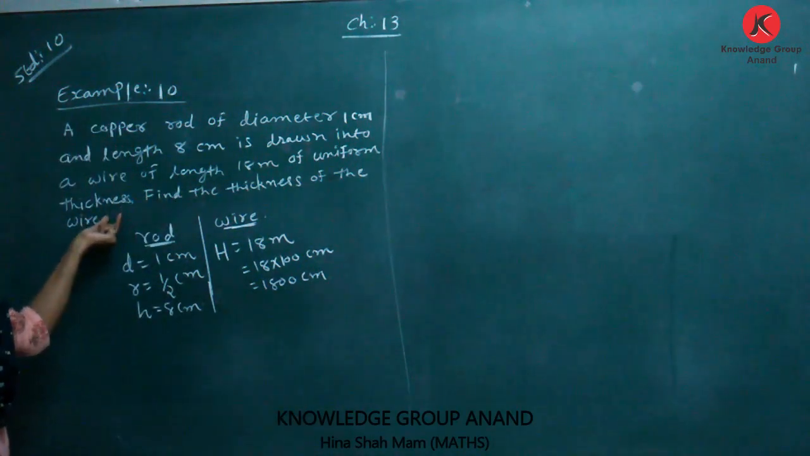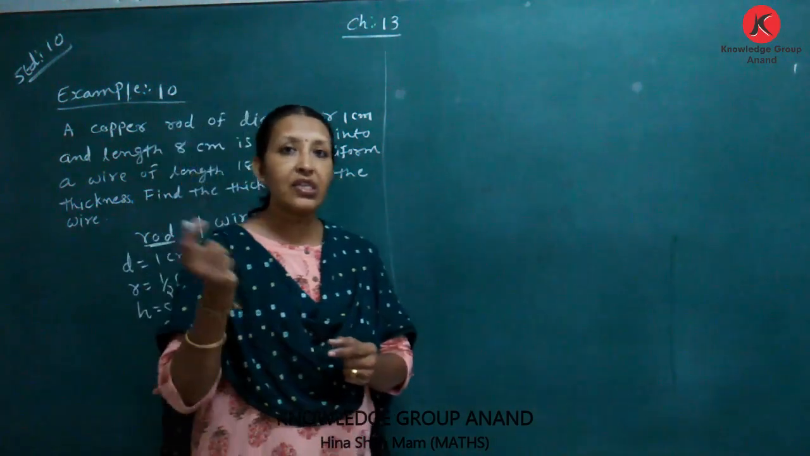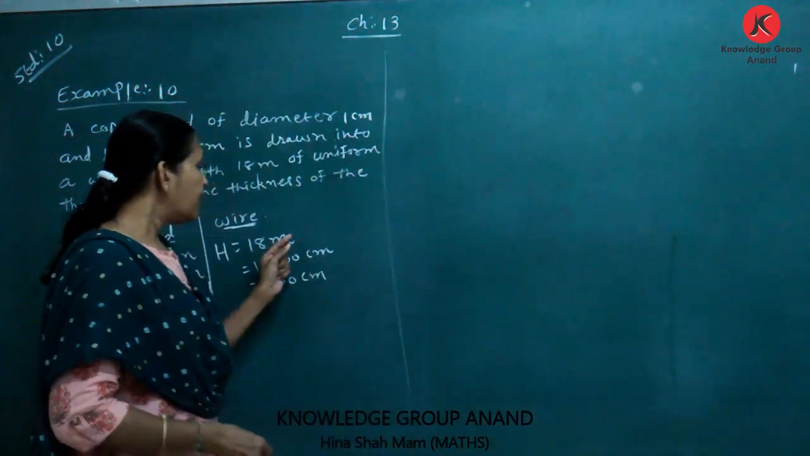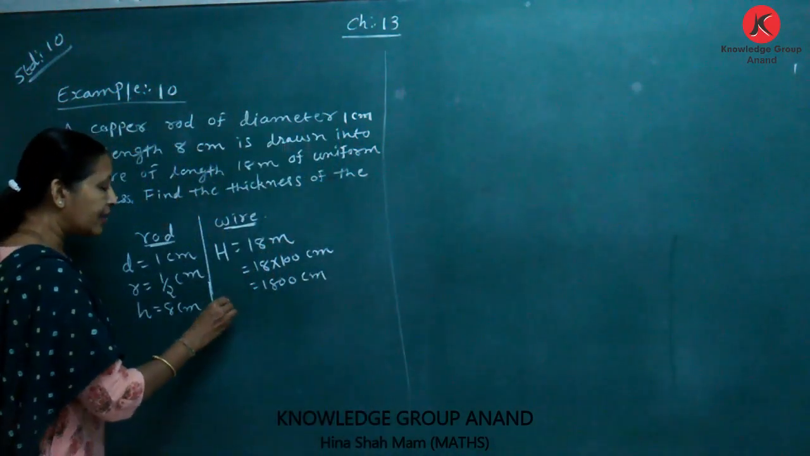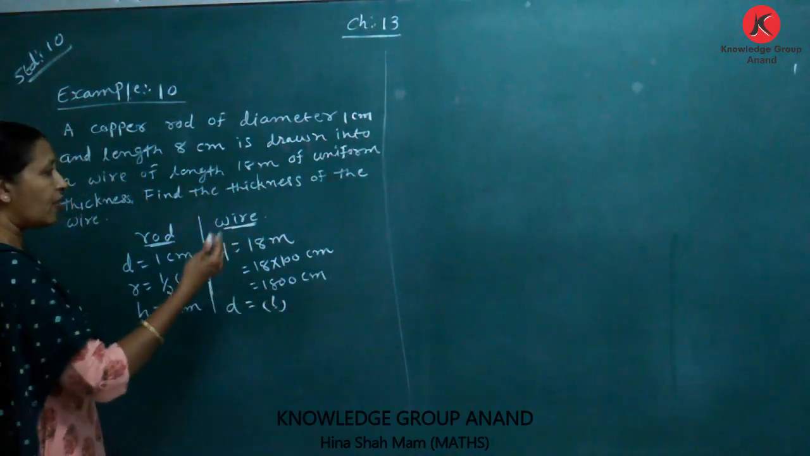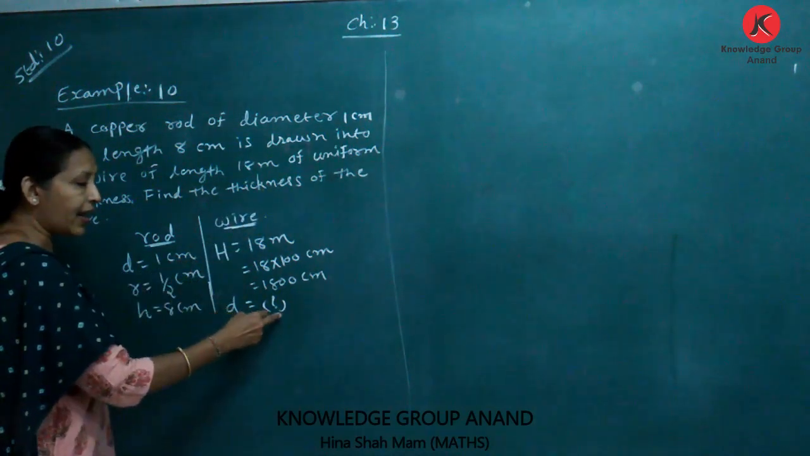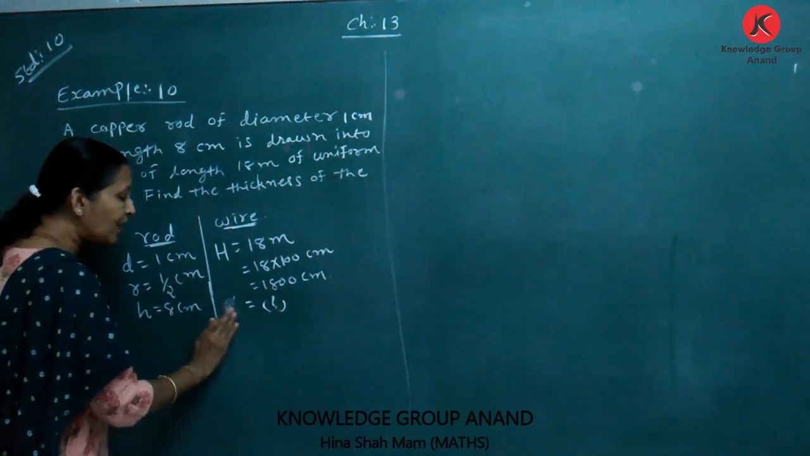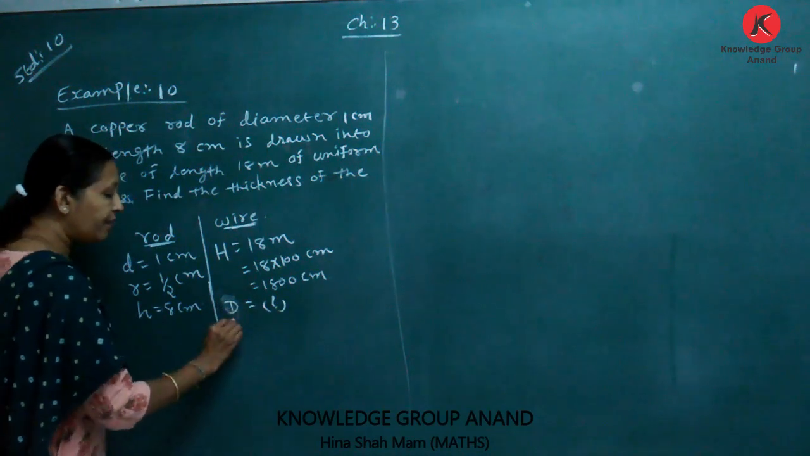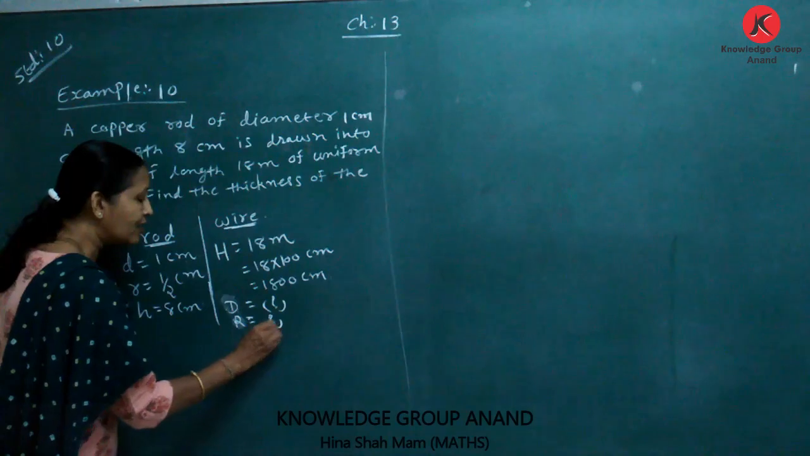Then find the thickness of the wire. What is thickness? Thickness is the cross section's diameter. So we find the diameter; to find the diameter, we first find the radius. The radius of the wire is denoted in capital letters.